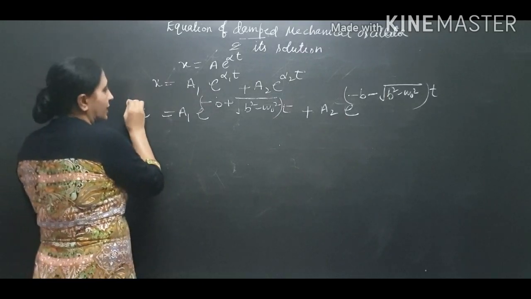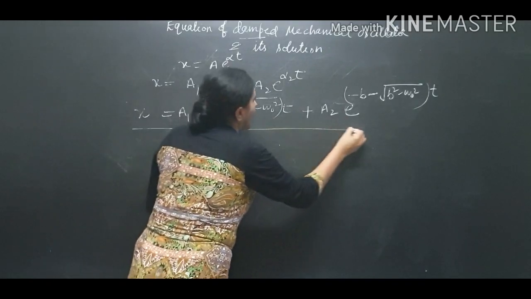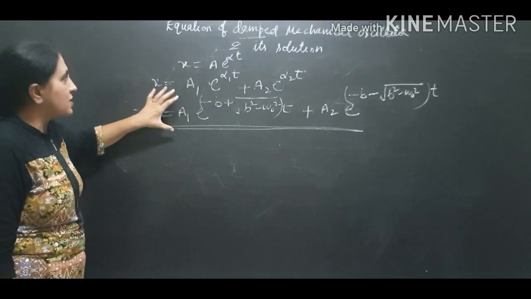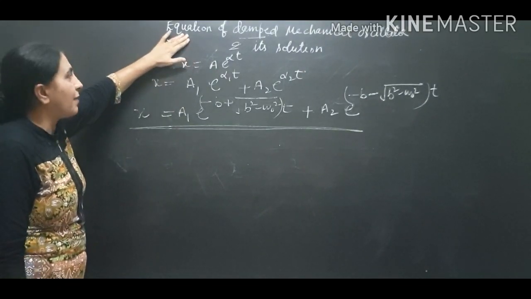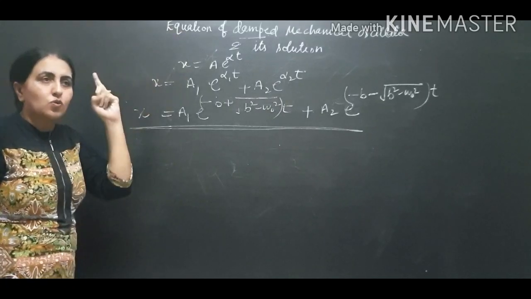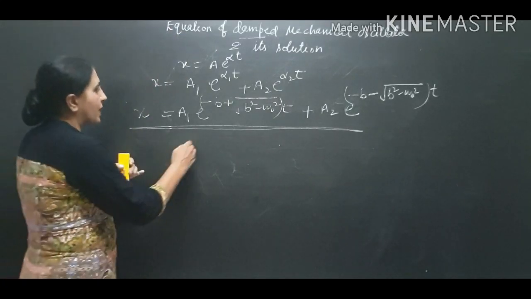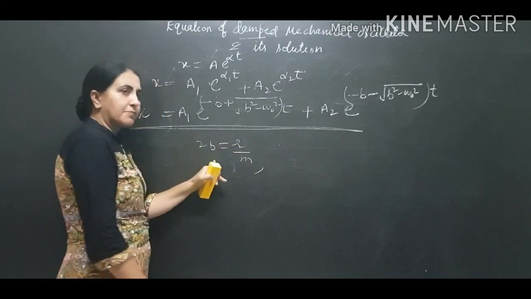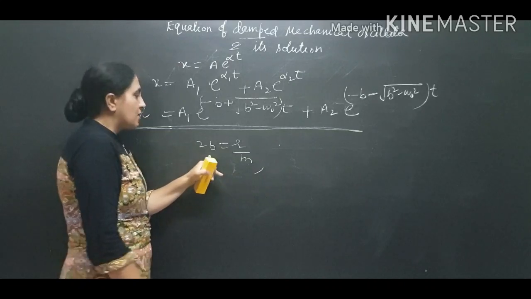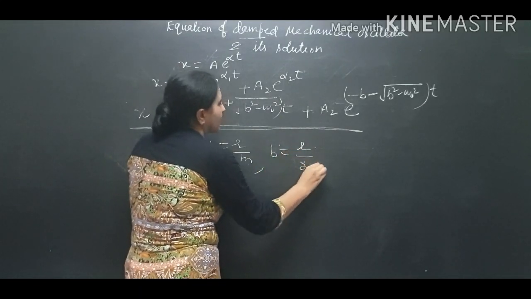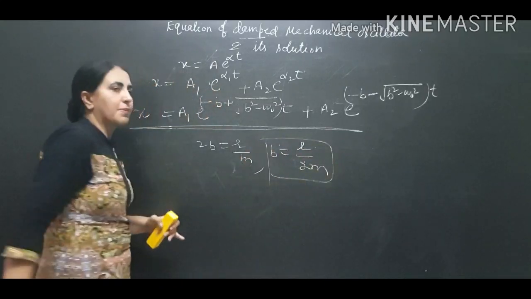Next, in the next lecture, we will discuss the 3 types of damping. So this is the equation of a damped mechanical oscillator. You have a new term, that is 2b, where 2b is equal to r by m. This is a very important question that sometimes comes in the exams. So b is equal to r by 2m. Remember, b is equal to r by 2m.